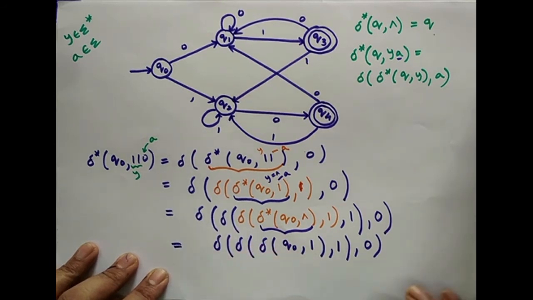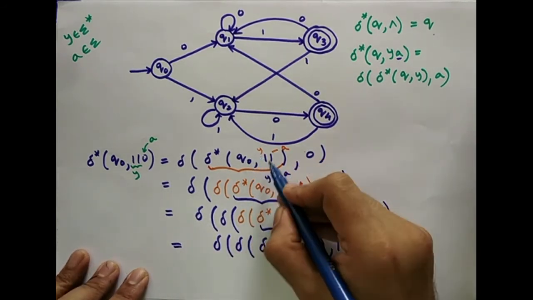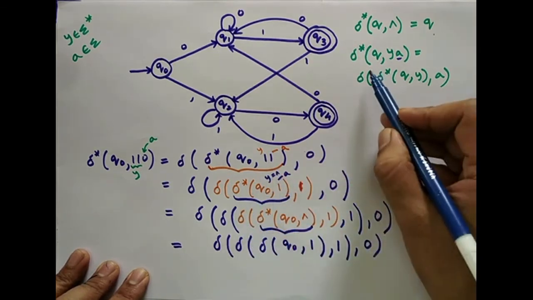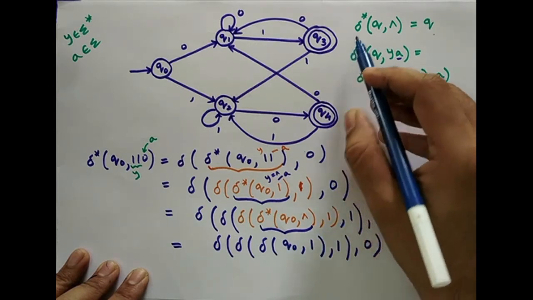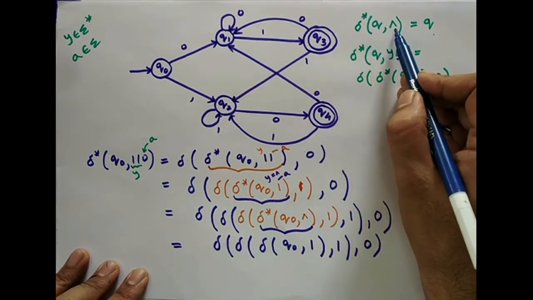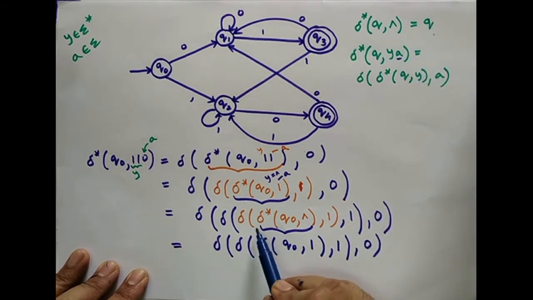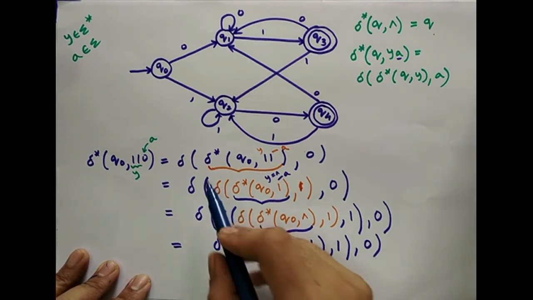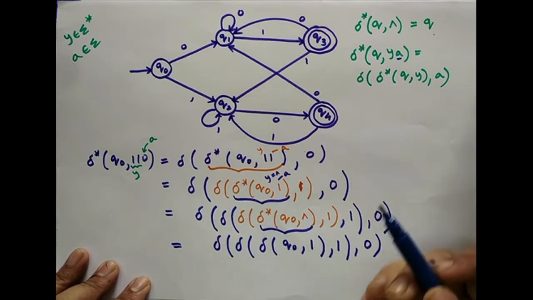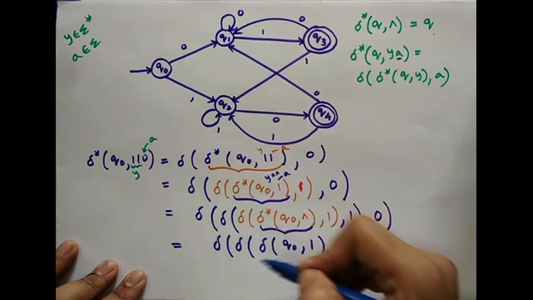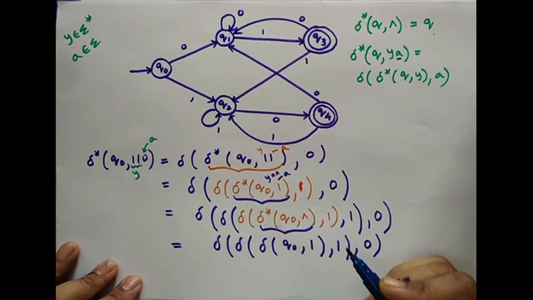So you have to go on recursively getting the values of delta star of q comma y till delta star is there. Now the moment delta star of q comma null is encountered, delta star is gone, because in this there is nowhere delta star appears. Now these are all the normal transition functions. So when the extended transition function is finally lost and you have only the deltas remaining here, it is now very clear. You have to just refer to the figure and find out which are the states where you land in.